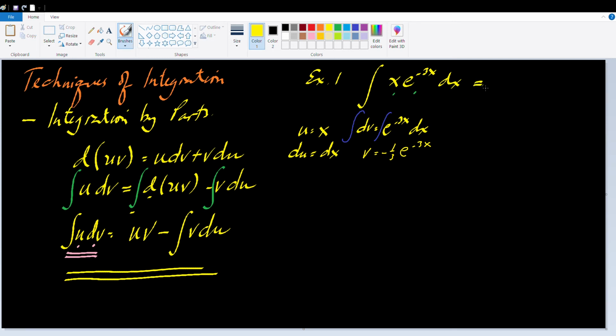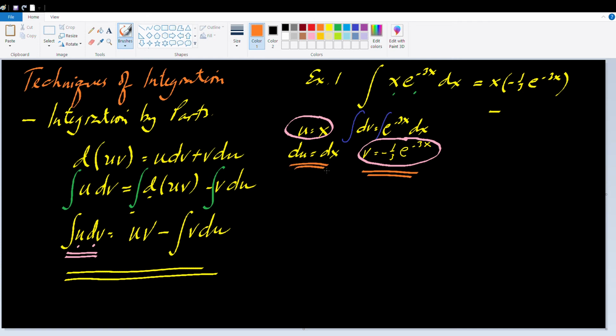So we now apply the formula u times v. We just have to multiply u and v. That will be x times negative 1/3 e to the negative 3x. Then minus v du. So v du, and that will be negative integral of negative 1/3 e to the negative 3x. That is our v. And then du is dx.